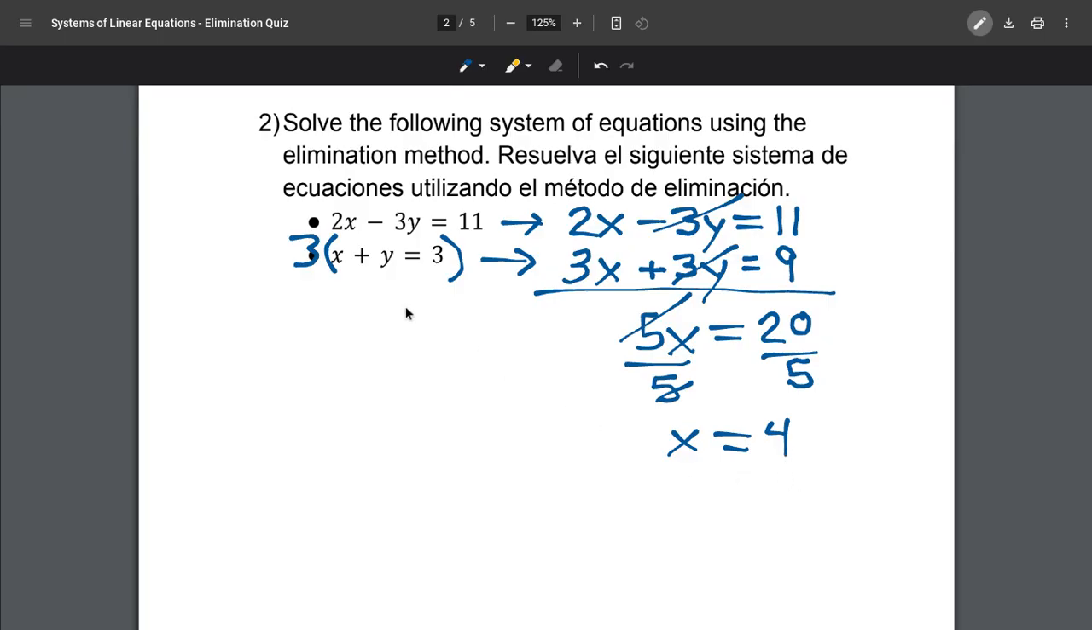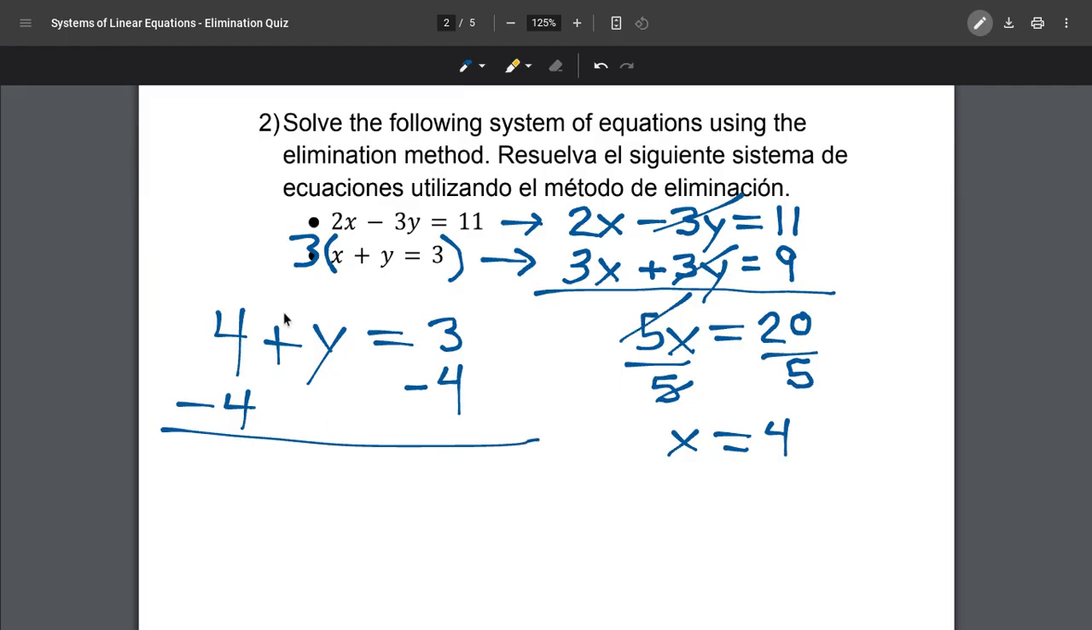Okay? Now, I'm going to plug x back into the bottom equation, so I'm going to do 4 plus y equals 3. So you might be able to see that y would have to be negative 1, because 4 plus negative 1 is 3. But if you didn't see that, we could go through our steps of subtracting 4 from both sides. And we'd get y equals negative 1. I'd write my solutions as 4, negative 1.